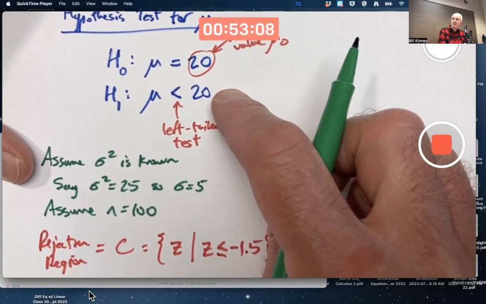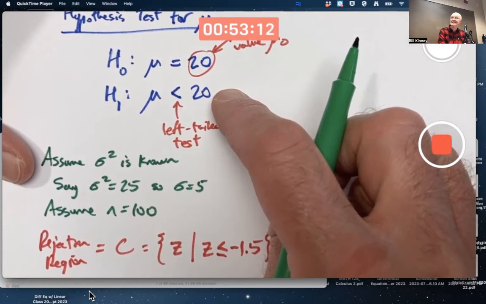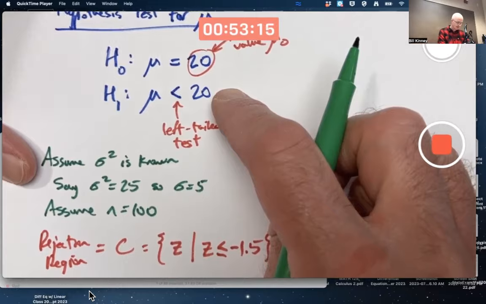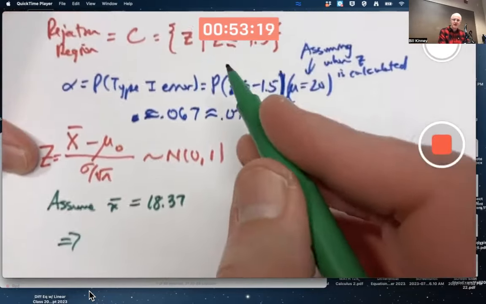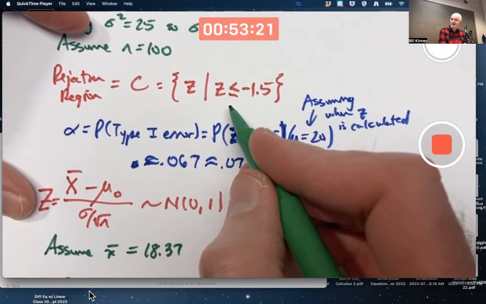It's smaller than the null, but is it a statistically significant difference? Is it significantly smaller? What is the corresponding z value? Is it in the rejection region or not? Is it less than negative 1.5 or not?